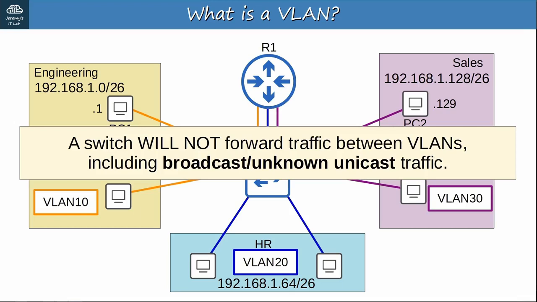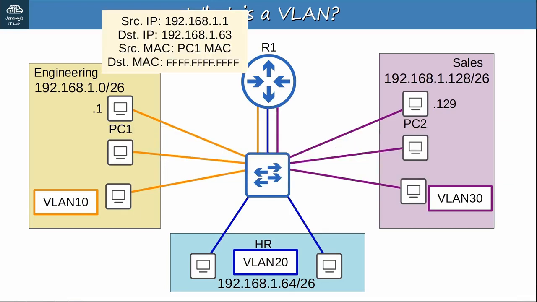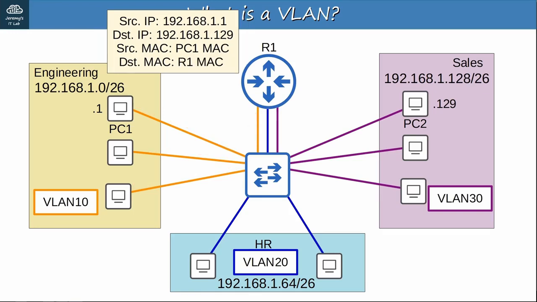So, if we have set up these VLANs, if PC1 sends this broadcast frame, after the frame arrives at the switch, it will be forwarded to all interfaces in the same VLAN. Because the broadcast arrived on an interface configured in VLAN 10, the switch will only forward the frame to other interfaces in VLAN 10.